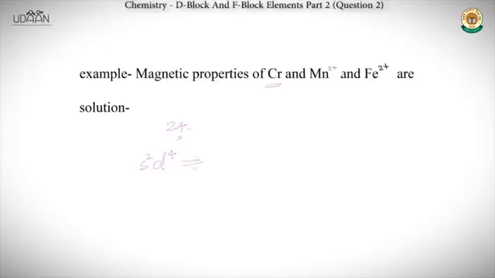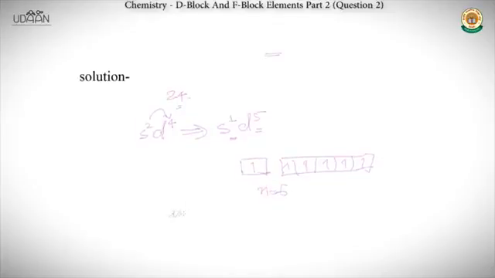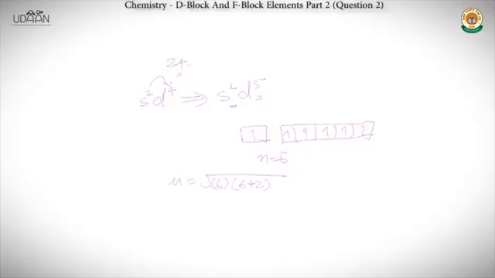Exactly. So one of the electrons goes from s to d. So it becomes s1 d5. So the unpaired number is 6. See, s has 1 and d has 5: 1, 2, 3, 4, 5. So n is equal to 6. So mu is equal to under root of 6 multiplied by 6 plus 2, that is under root of 48.